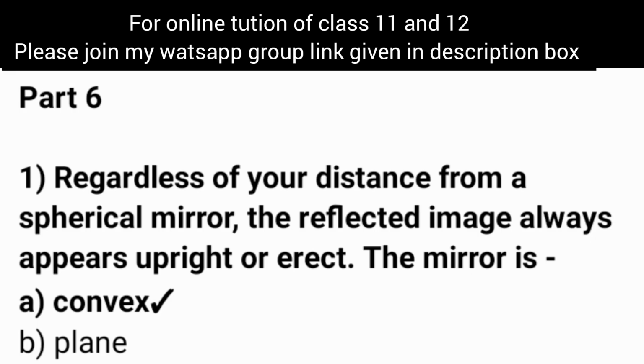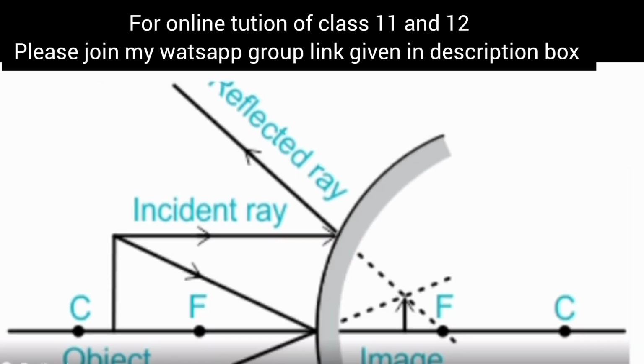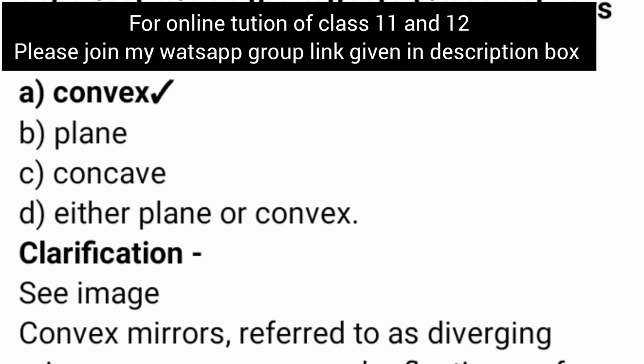Now let's see part 6 of light chapter. Now question number 1 is, regardless of your distance from a spherical mirror, the reflected image always appears upright or erect. The mirror is, so our correct option is convex.